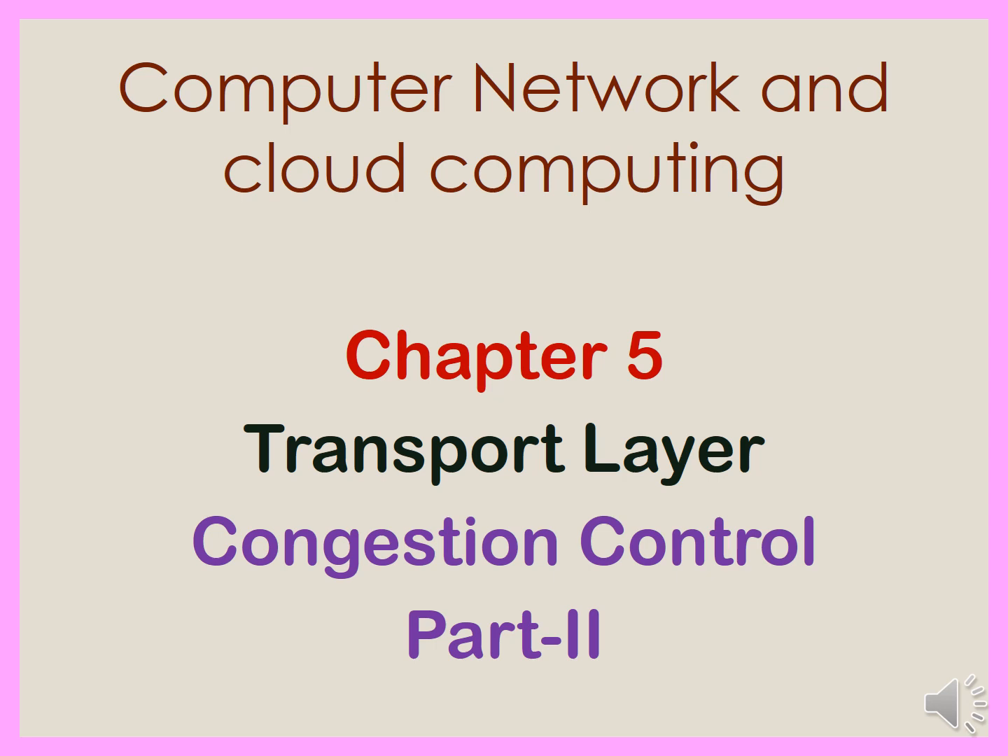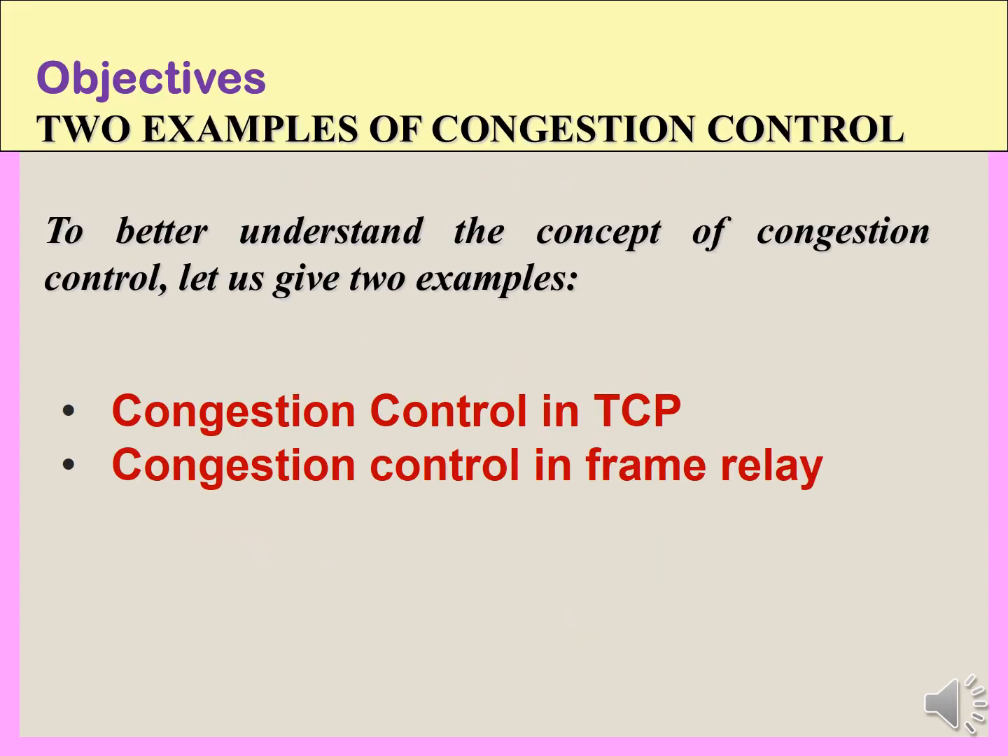Okay, today we will discuss transport layer congestion control, second part. In the first part we discussed data traffic, traffic policies, and traffic descriptor. Then we discussed open loop and closed loop congestion control policies. Now we will elaborate a little bit about congestion control by considering two examples.